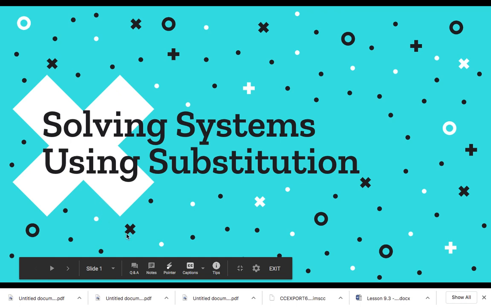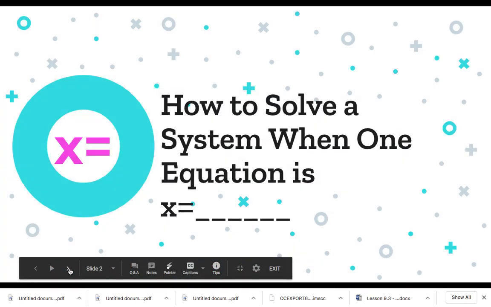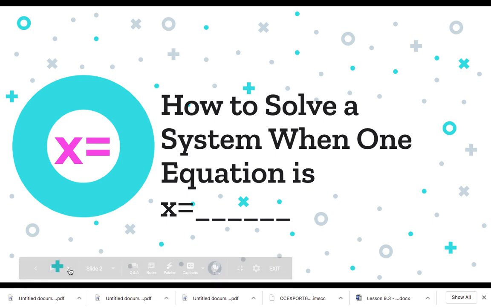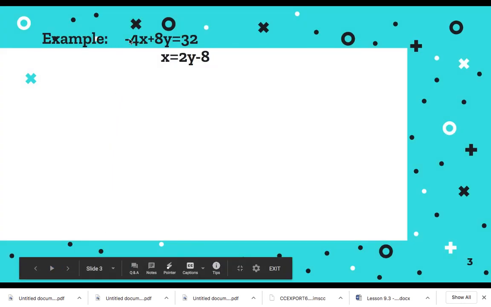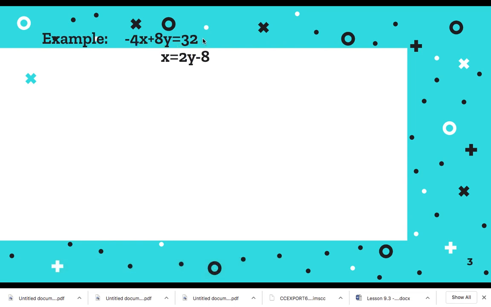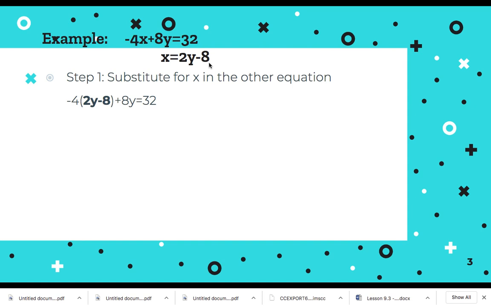In this video, I'm going to show you the steps to solve systems using the substitution method. In one case, you could have one of the equations be of the form x equals something. For example, the top equation is negative 4x plus 8y equals 32, while the bottom equation is x equals 2y minus 8. Your first step is to substitute for x in the other equation.